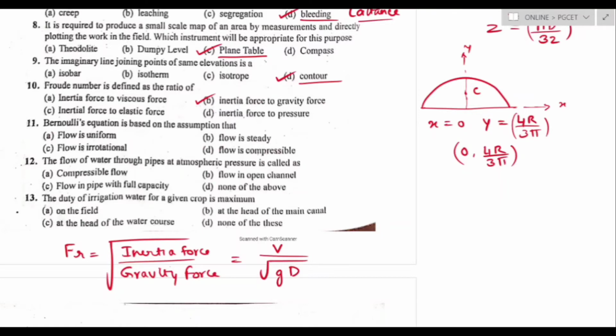Question number 11. Bernoulli's equation is based on the assumption that flow is steady. Option B is the right answer. Bernoulli's equation is given by P by rho g plus V square by 2g plus Z is equal to constant.